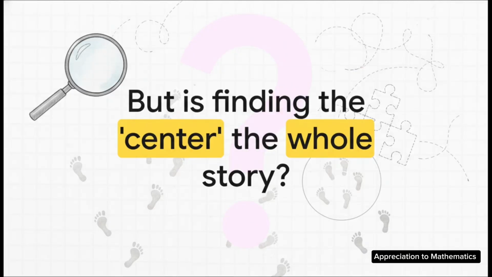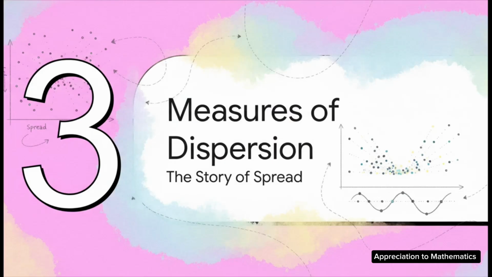Okay, so we found the center. We know the suspect's main hangout. Case closed, right? Well, not so fast. Knowing the average tells us a really important part of the story, for sure, but it leaves out another piece of the puzzle that is absolutely crucial. And this is where the plot really thickens. We also need to understand the spread of the data. The pros call this measures of dispersion.